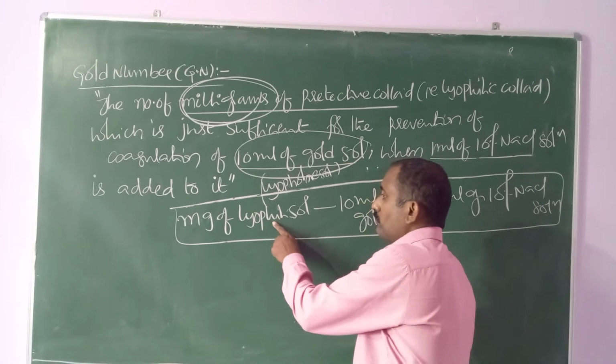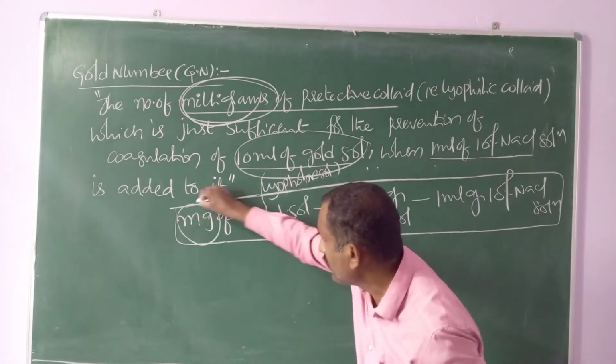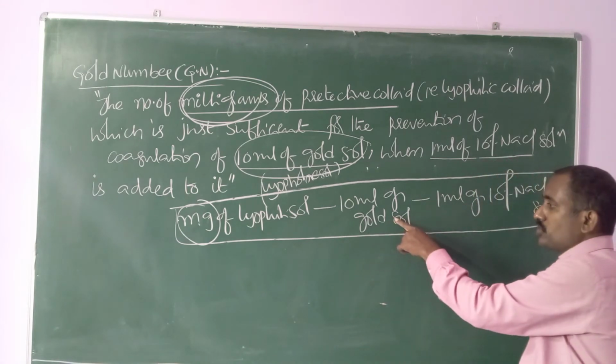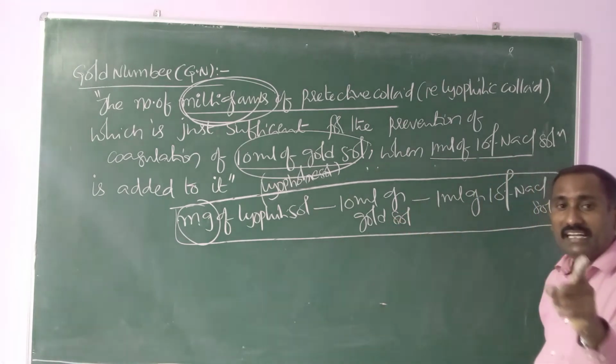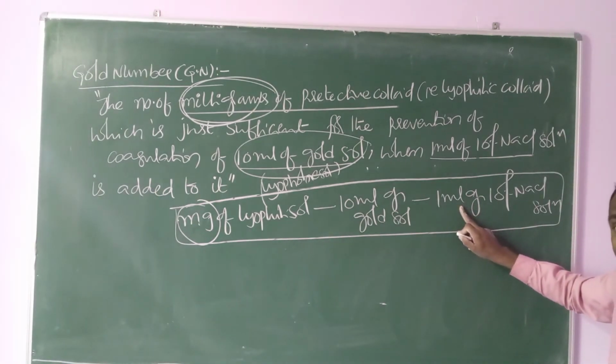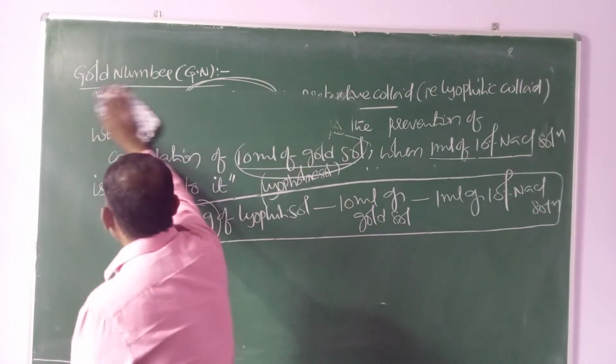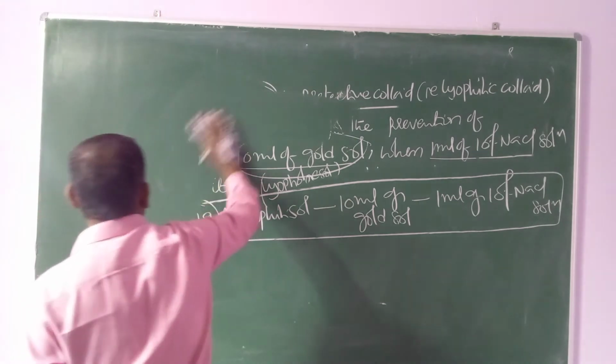Lyophilic sol amount is expressed in milligrams, and gold number is always expressed in milligrams. While solving the problems, how much volume of gold sol should we consider? 10 ml of gold sol. How many ml of electrolyte should be added? 1 ml of 10% NaCl solution should be added. For understanding purposes, I will write some examples.